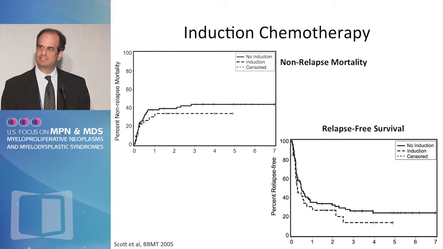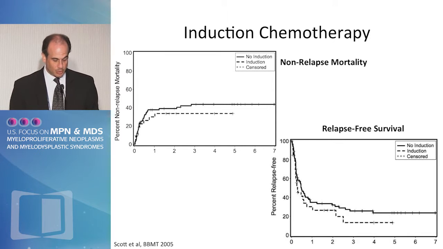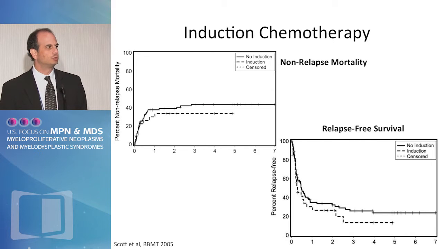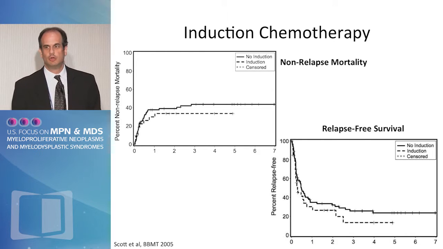A second very similar type of study was reported by the Fred Hutch group around the same time. The results are a little bit different, and so it's worth looking at both sets of data independently. So this was a series of about 125 patients. These patients were transplanted at a single center over a decade.